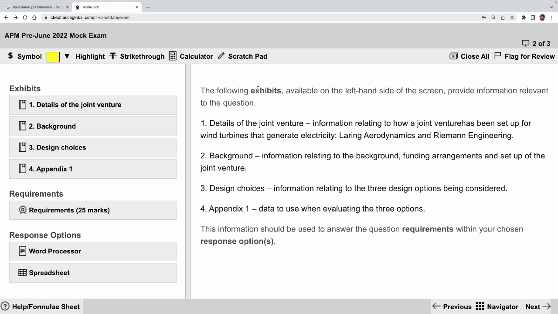Design choices: there are 3 designs being considered. The data to use in evaluating the 3 options is in appendix 1, where the information is provided. Now, let's have a look at the case facts first. Okay.